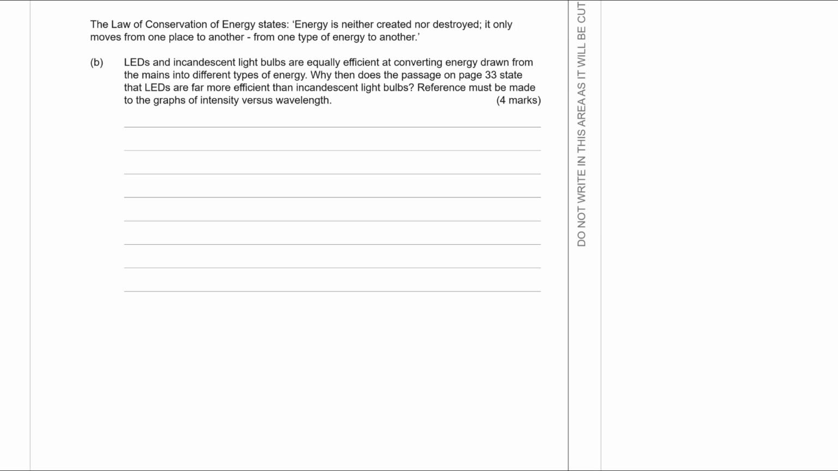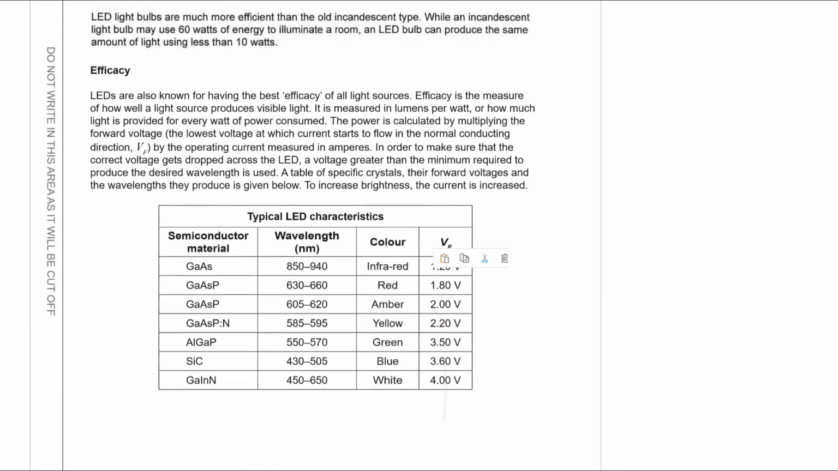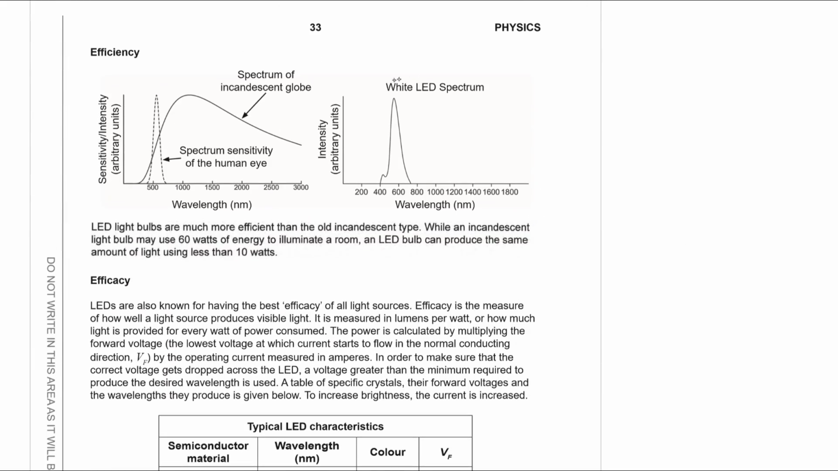And question B is asking for us to describe how LEDs and incandescent bulbs are apparently equally efficient. So why can LEDs use less power to achieve the same outcome? And really your discussion needs to talk about efficacy, or essentially how useful that light energy is. So I've started with what the question has asked me to do and make reference to the graphs of intensity versus wavelength. So if we look up here, we can see that for an incandescent bulb, we have all of this energy over here, but this part here is actually fairly useless, right? Because we only want it in the wavelengths that we can see. That's what we want light to do.